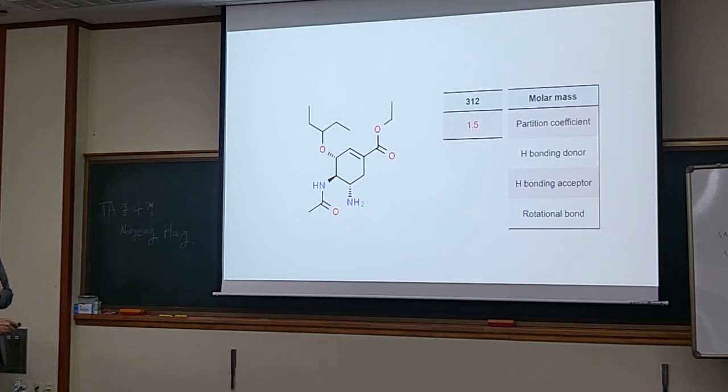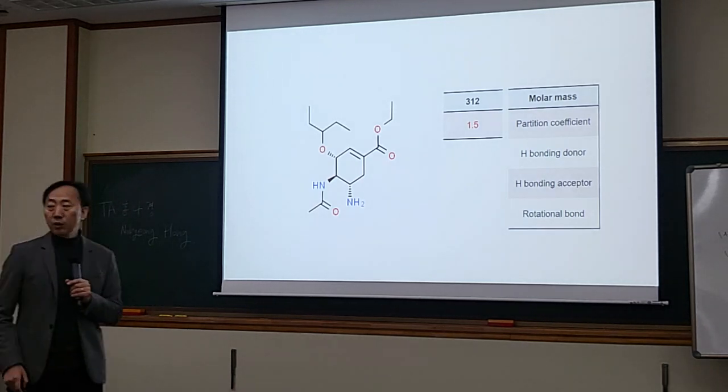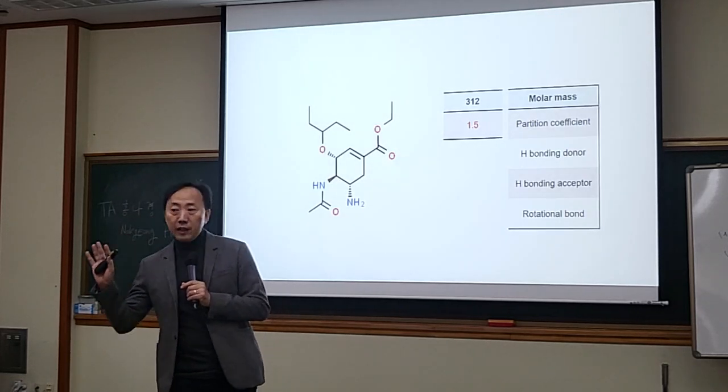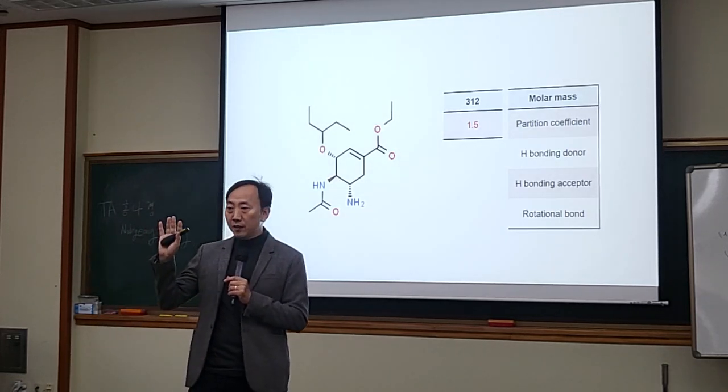Tamiflu. 1.5, still quite hydrophilic. And hydrogen bond donor? Two. A second. Is it six? Yeah, six. So, acceptor number is always higher than donor, right? So that's why donor less than 5, acceptor less than 10, rotational bond less than 5 or 10.